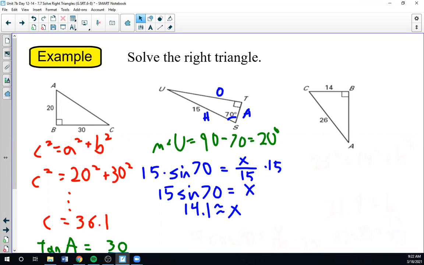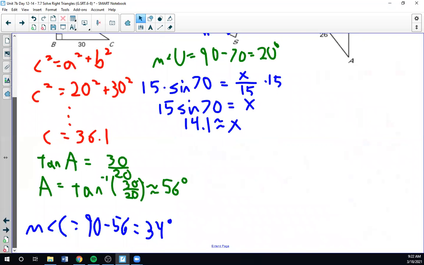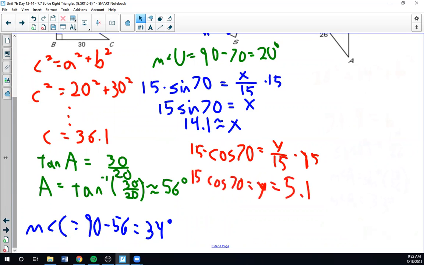And now if I'm trying to solve for T to S, I still have hypotenuse in front of me. But now I'm trying to solve for adjacent. So I've got hypotenuse. I want adjacent. That's going to be cosine. And we're going to solve. And we should get that being about 5.1.